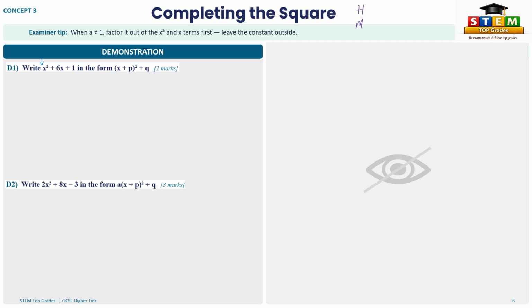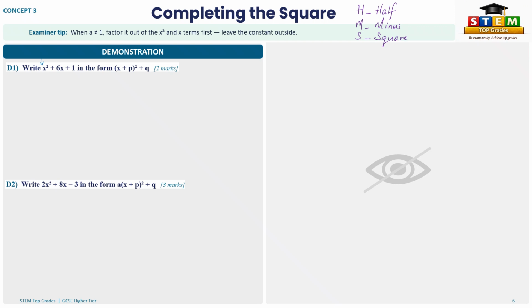So HMS, what does that mean? H means the first thing you're going to do is halve a number. So you're going to find half the number, then you're going to say minus, you're going to take away, and then you're going to square. So half, minus, square. So three things you're going to do.